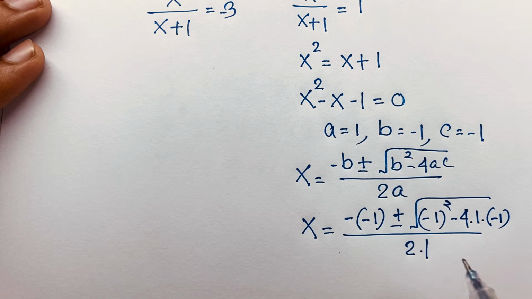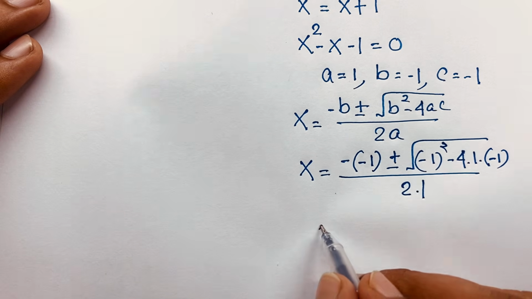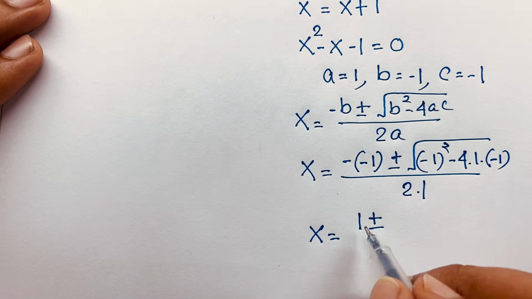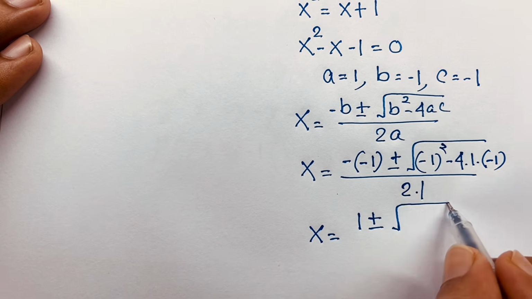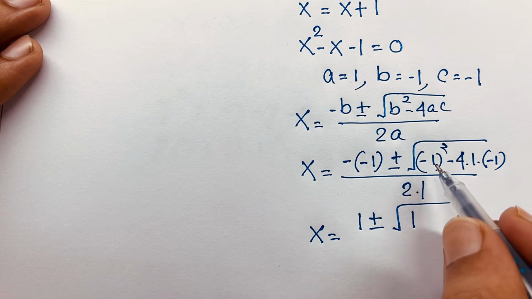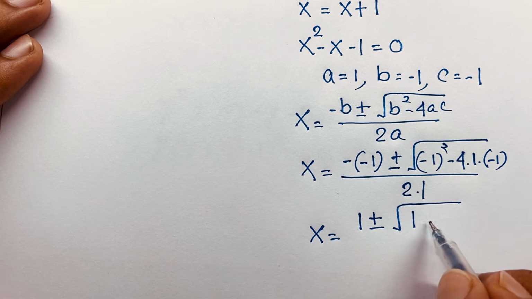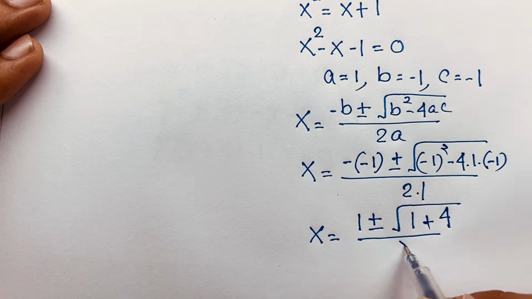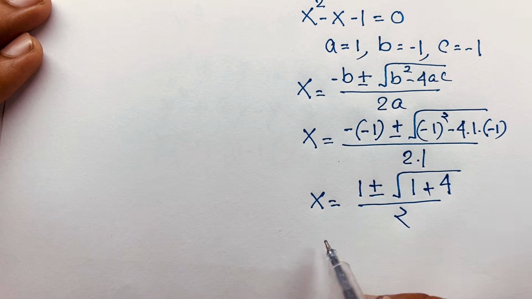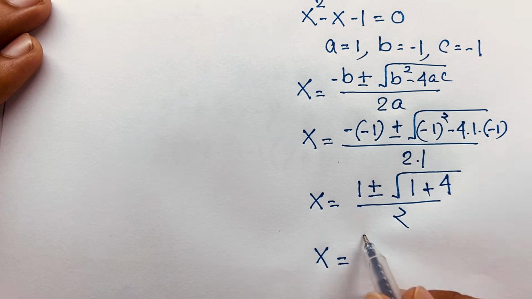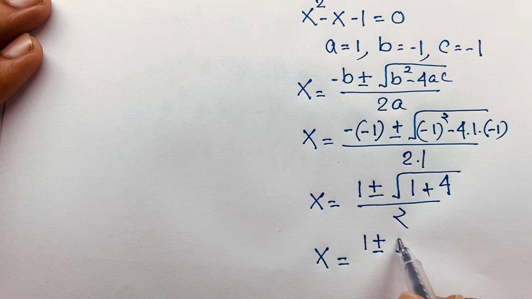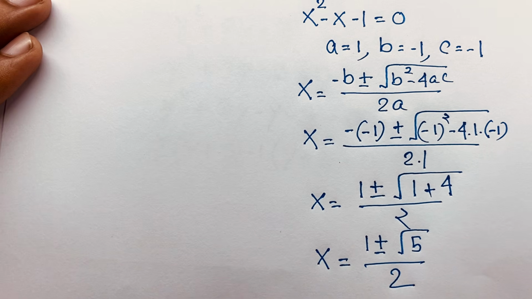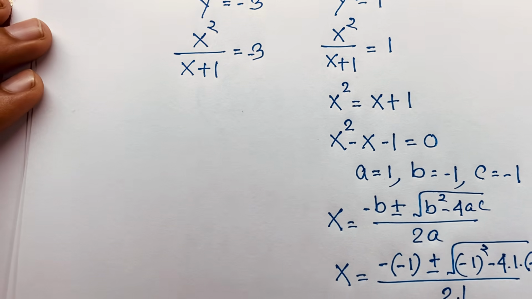over 2a, a is 1. Then here x is equal to 1 plus, because minus minus is plus 1, square root of plus 1, minus 1 to an even power is always positive, plus 4 times 1, this is 4, over 2 times 1, it will be 2. So we find our real solution x is equal to 1 plus minus square root 5 over 2. This is our final answer in this exponential expression.